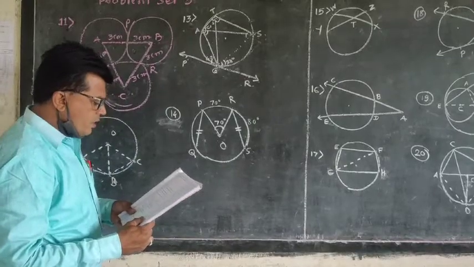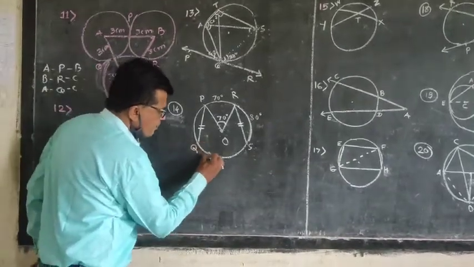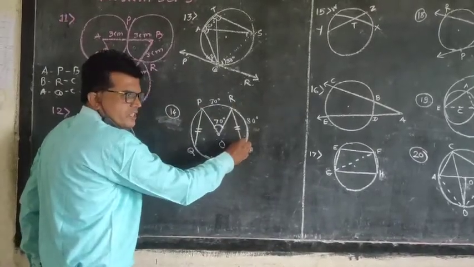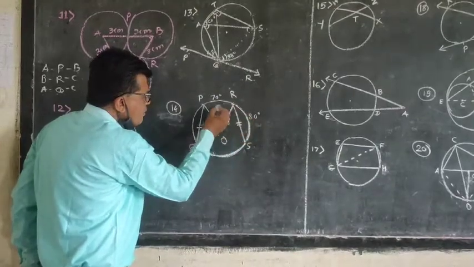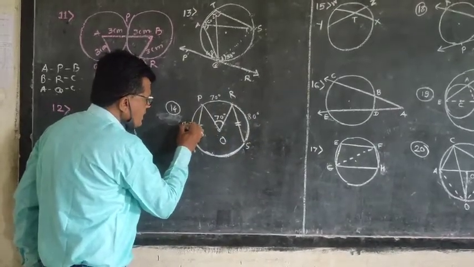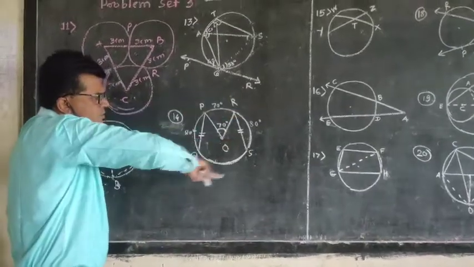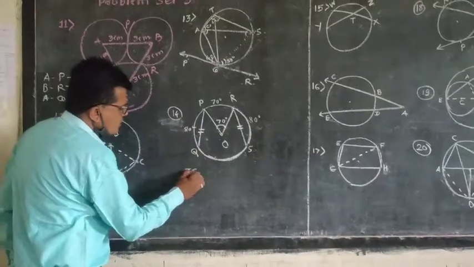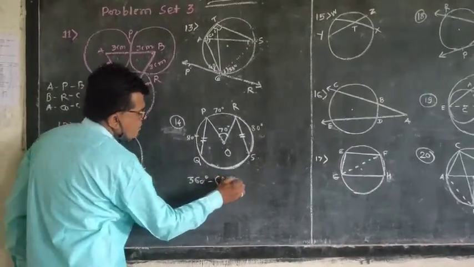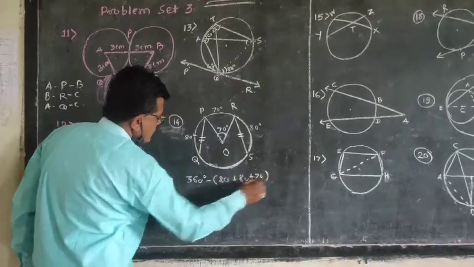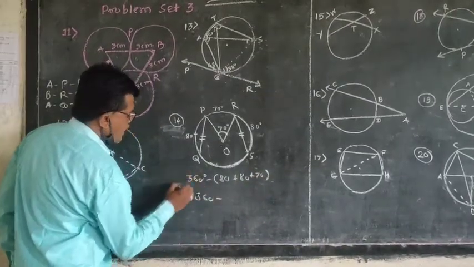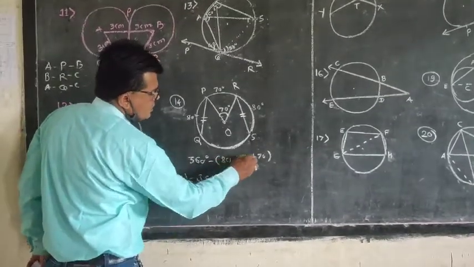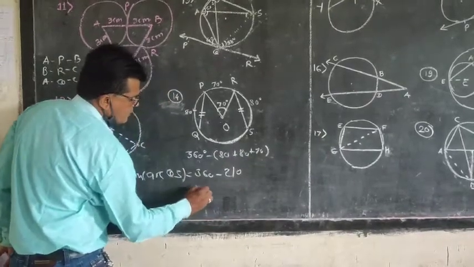Then another question, measure RQS. We have to find measure RQS now. Here PQ is congruent to RS in one circle, so their measures are the same, that is 80 degrees. The measure of the whole circle is 360 degrees. Then 360 degrees minus 80 plus 80 plus 70 is the measure RQS. Measure RQS is equal to 150 degrees.